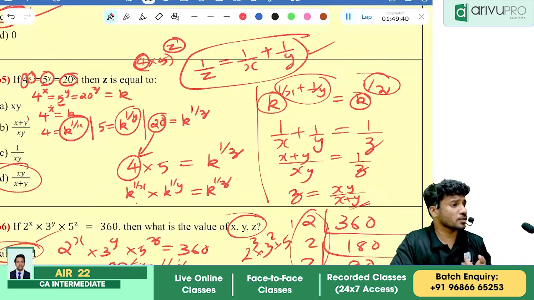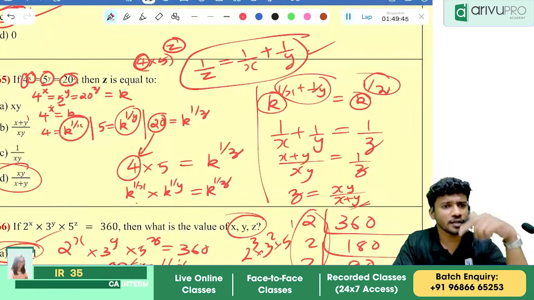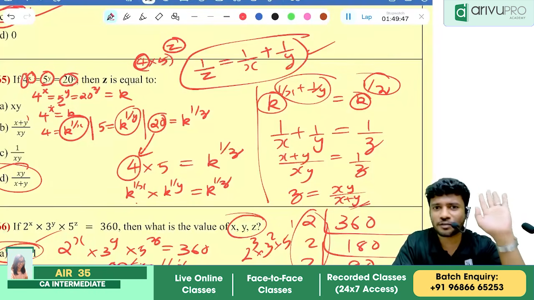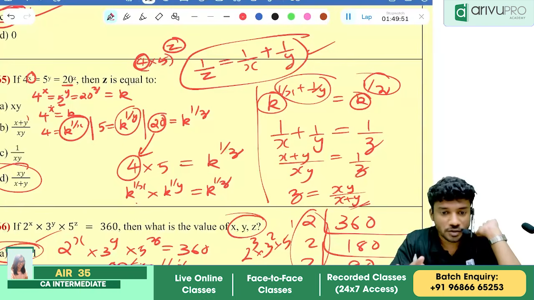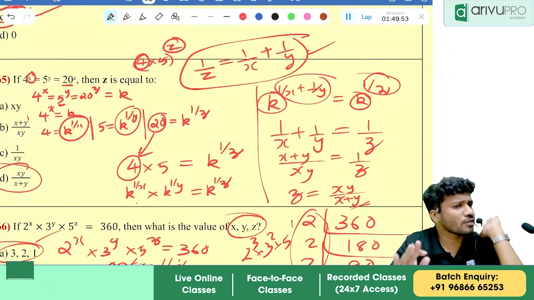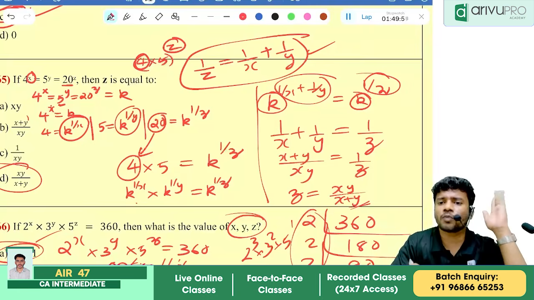It's the same question. The same question I did in all the marathons. From May onwards I was doing it. The same question came in May 2025 examination without even changing the digits. It is a very easy question. What to do? The power is what? 1 by z is equal to 1 by x plus 1 by y.